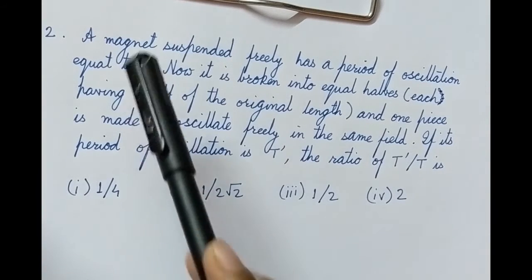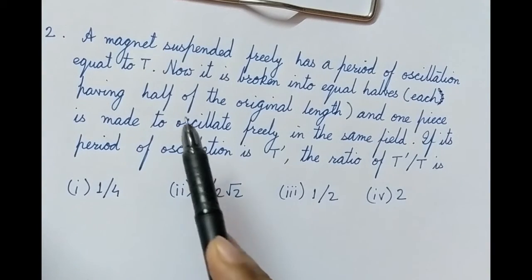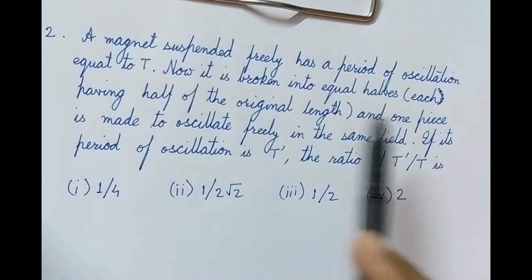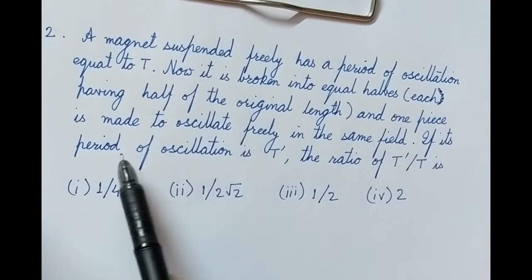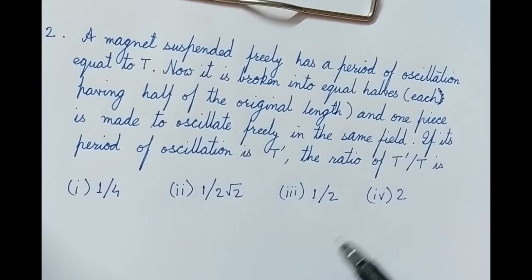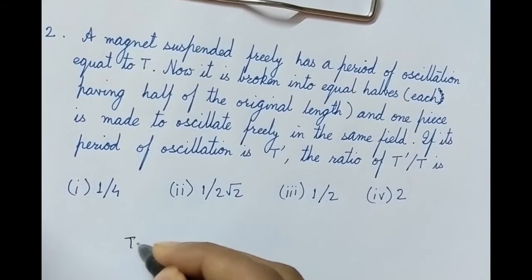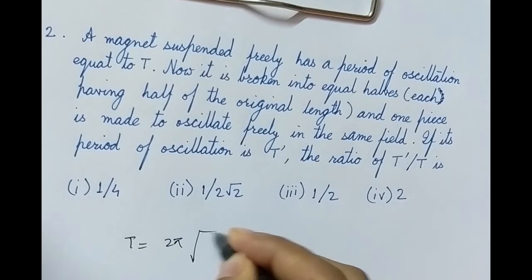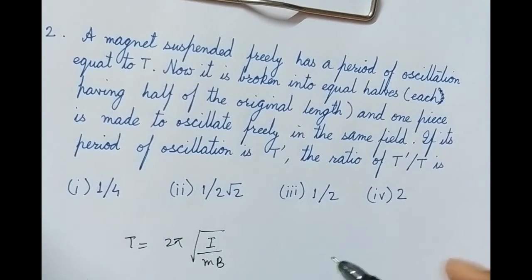The second sum says that a magnet suspended freely has a period of oscillation equal to T. Now it is broken into two equal halves, each having length half of its original length, and one piece is made to oscillate freely in the same field. If its period of oscillation is T dash, then we need to find the ratio. Generally we know that the time period of oscillation of any magnet suspended freely in a magnetic field is given by 2 pi root over I by MB. Now we have made the length half, but there's no mention of length in this formula. But if we look closely, length does occur in many places. It occurs in the moment of inertia, it also occurs in the magnetic moment. So let's write it in terms of length.